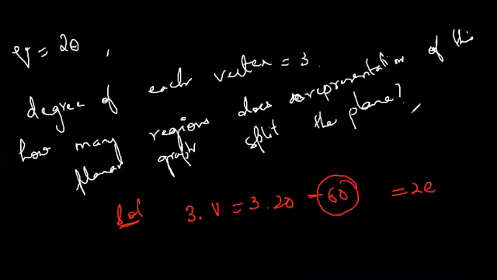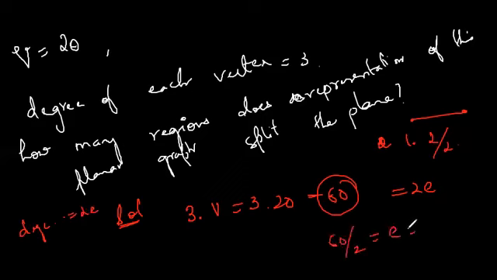Here we got 60, but suppose we have 2 vertices of degree 1, so the sum of degrees is 1 into 2, but how many edges do we have? We will have to divide it by 2. So here also the formula is sum of degrees of vertices is equal to 2 into e. So 60 divided by 2, we get e equal to 30. So the number of edges in the graph is 30, the number of vertices in the graph is 20.